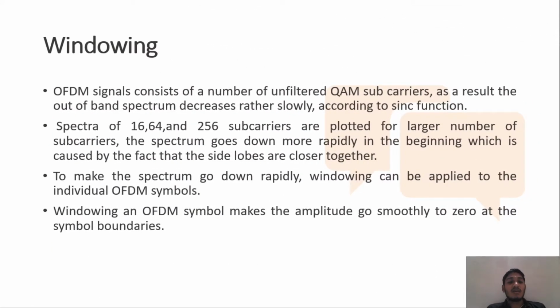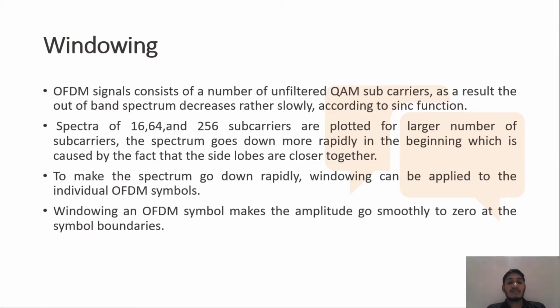Windowing. An OFDM signal consists of a number of unfiltered QAM subcarriers. As a result, the out-of-band spectrum decreases rather slowly. According to the sinc function, spectra of 16, 64 and 256 subcarriers are plotted for a large number of subcarriers. The spectrum goes down more rapidly in the beginning, which is caused by the fact that the side lobes are closer together. To make the spectrum go down rapidly, windowing can be applied to the individual OFDM symbols.